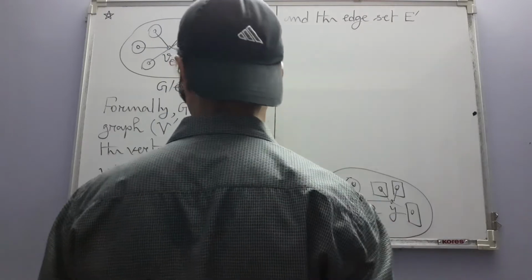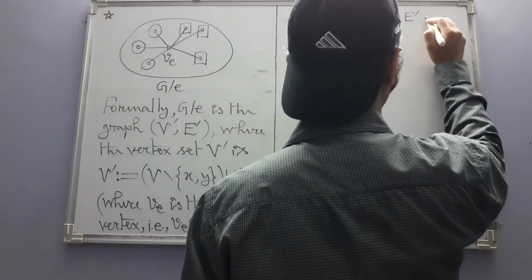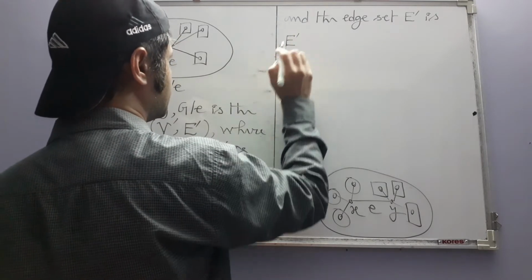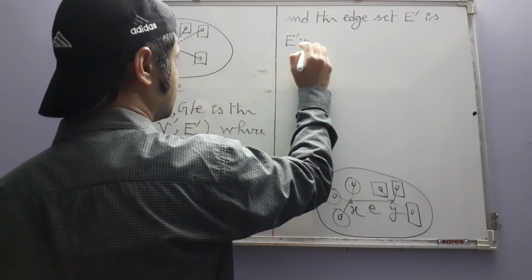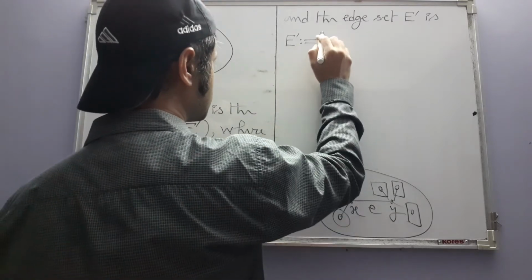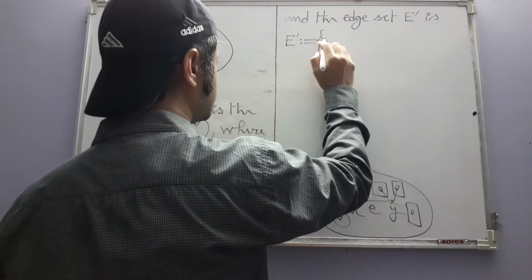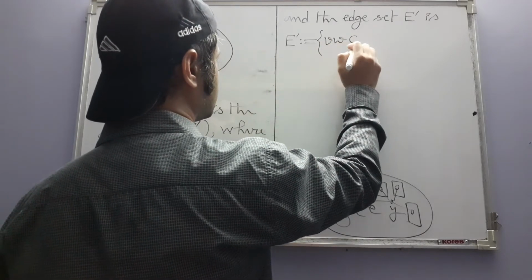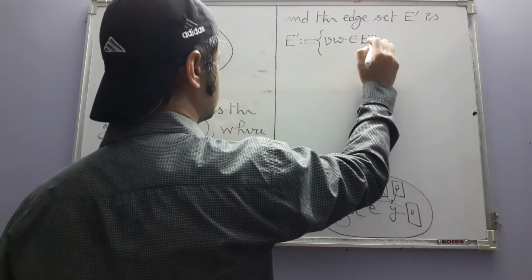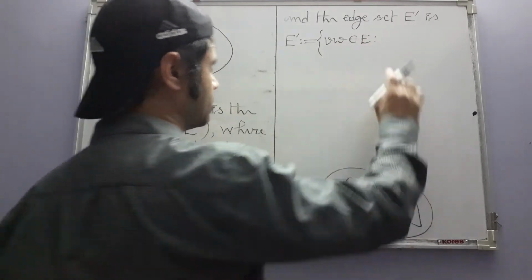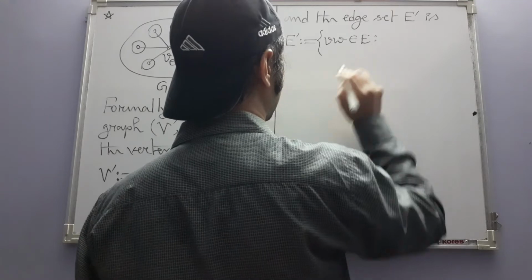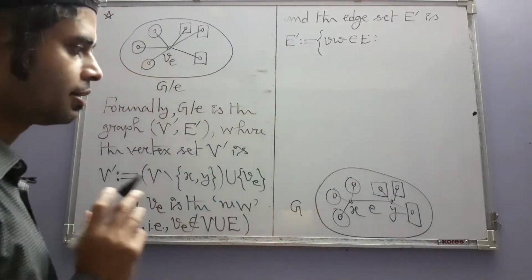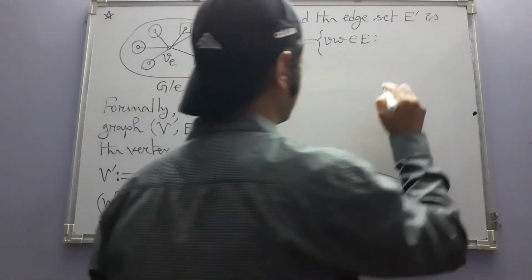Edge set E prime is, it will look complicated, but we will discuss what this means. First of all, it has those edges which were previously also there in the original graph and now also they are there. That is, they have remained unaffected by this contraction operation.